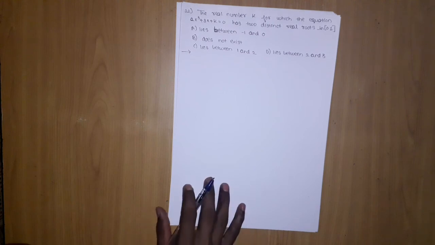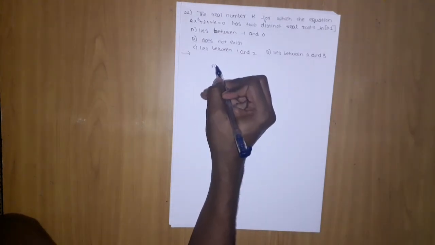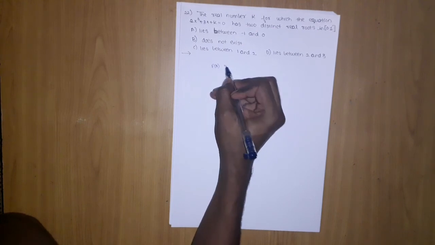No, it is not the last question, it is the second last. The question: the real number k for which the equation 2x cube plus 3x plus k equal to 0 has two distinct real roots in 0 to 1. We want to find the k value for which it has two distinct roots in this range 0 to 1.